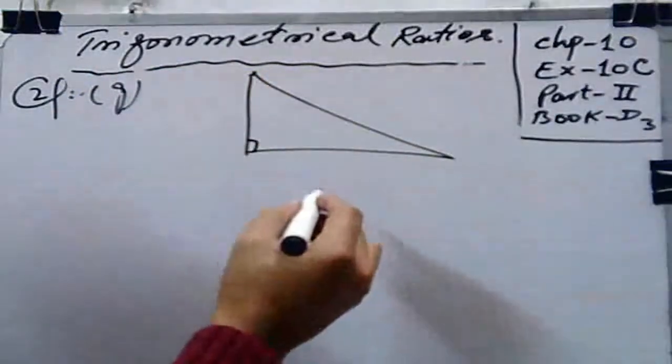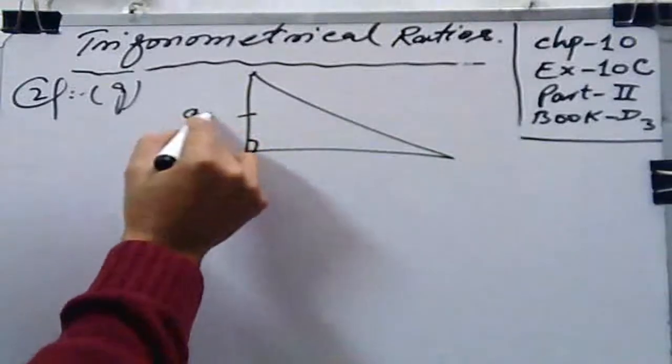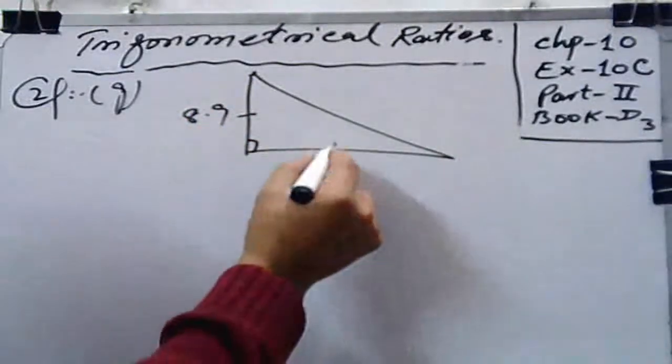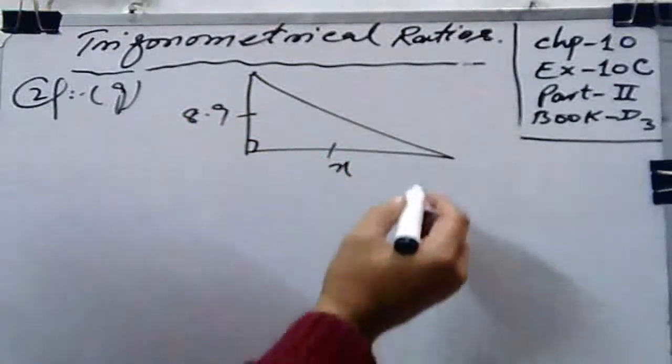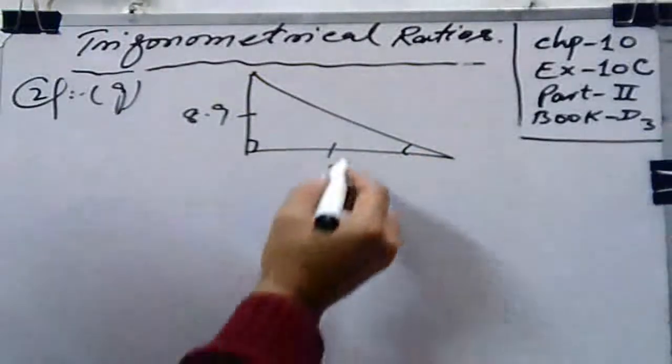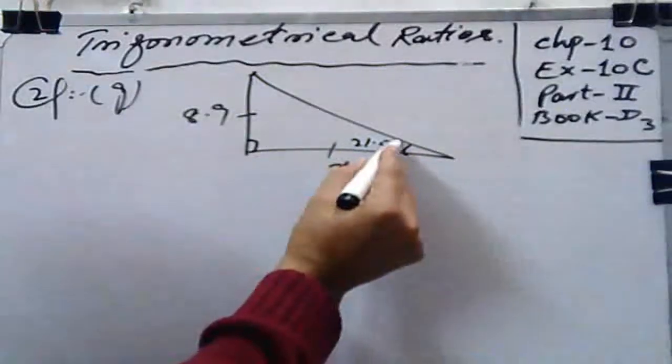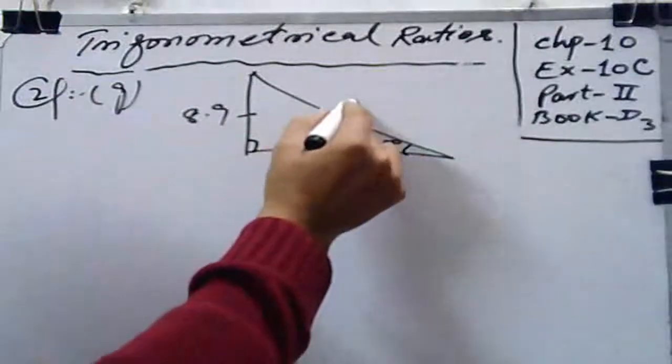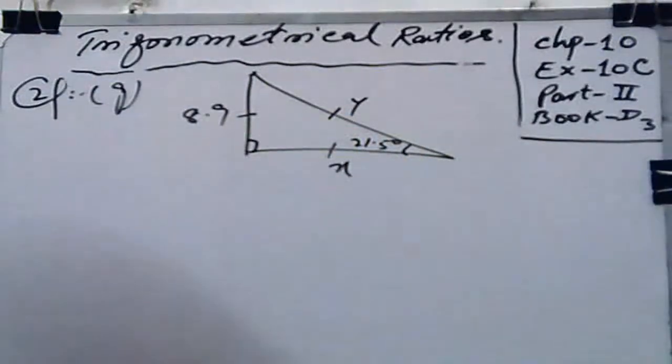That is your G. The G part is, the given equation is like this. That is your 90, 8.9, and this one is your x, and this one is your 21.5 degree. So here is your y.